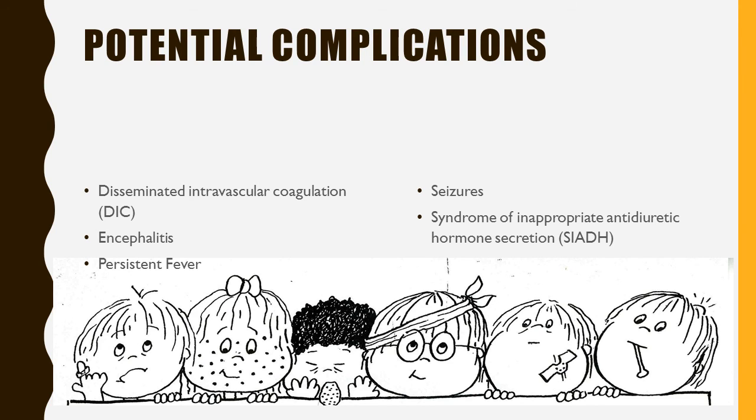Some further potential complications of meningitis involve disseminated intravascular coagulation, encephalitis, persistent fever, seizures, and syndrome of inappropriate antidiuretic hormone secretion. Severe bacterial meningitis may cause head and heels to bend backward and body to bow forward, also called opisthotonos, coma, and death.